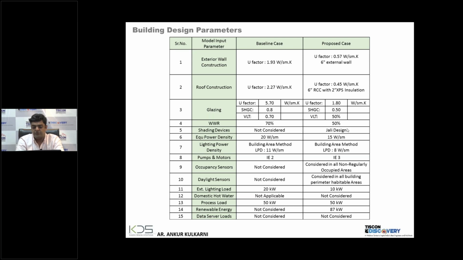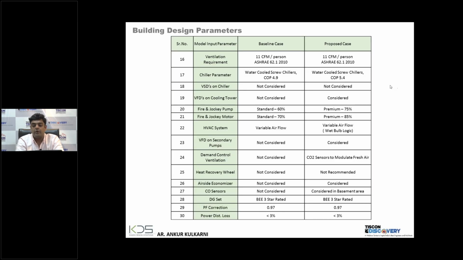Shading devices, of course, jali. LPD we have been able to achieve till 8 watts per meter square, that is 0.8 watt per square feet. Pumps and motors efficiency is IE3, of course. Process load is same both ways, 50 kW. Hardly a few fire pumps and your lifts. No data server load is required. Ventilation requirement is 11 CFM per person as per ASHRAE 62.1 2010. Screw chillers have been used, COP of 5.4.